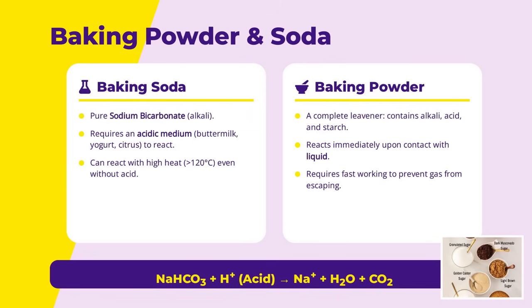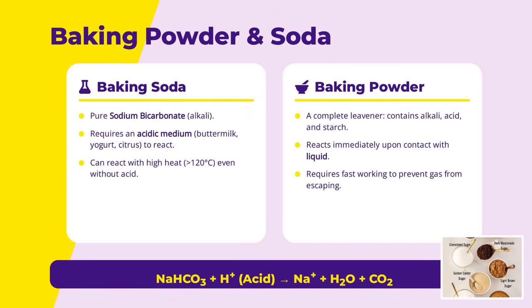Next, let us understand baking powder, another commonly used chemical leavening agent. Unlike baking soda, baking powder already contains both an alkali and an acid along with starch. The starch acts as a drying agent, preventing the acid and alkali from reacting during storage. Once moisture is added and the batter is heated, the acid reacts with sodium bicarbonate and releases carbon dioxide gas. This makes baking powder a complete leavening system that does not require an additional acidic ingredient.